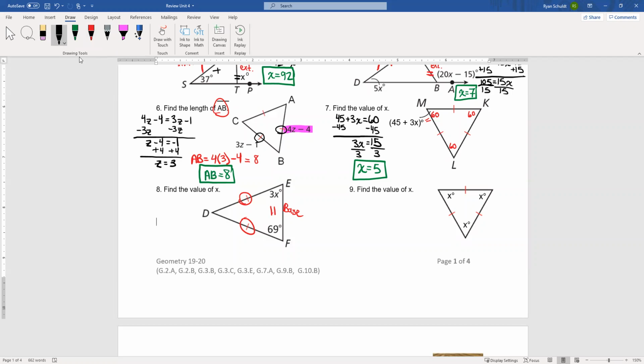So how can we get x? Well, we say 3x equals 69. Divide by 3. And we end up with x equals 23. And that's our answer, because that's all they ask us to find.